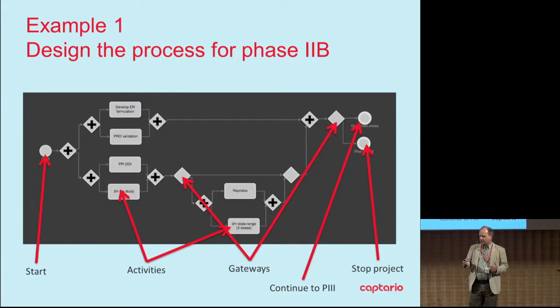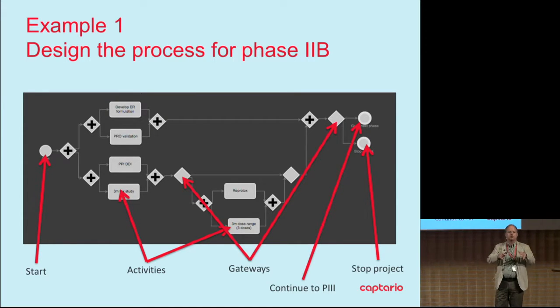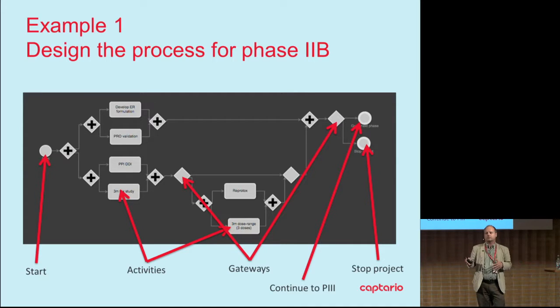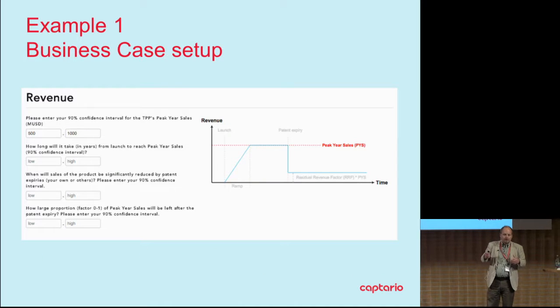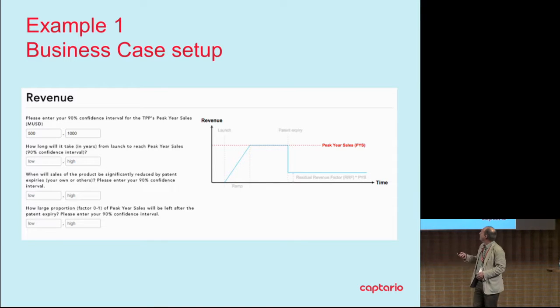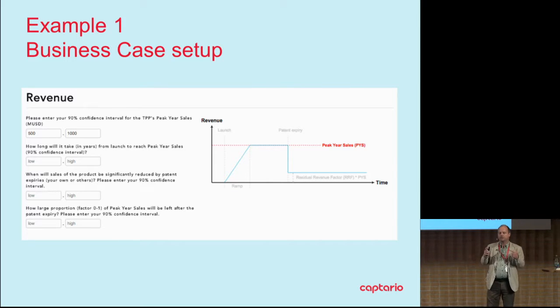In Captario Sum, you start by drawing up your options as process graphs, the activities, the gateways, the different paths you can choose. For the activities, you add ranges for your costs and your timing, and you add probabilities of success into this. For the market phase, you add models for revenue and cost, and again, everything is entered as ranges. So you just enter what you know, you don't have to really guess.